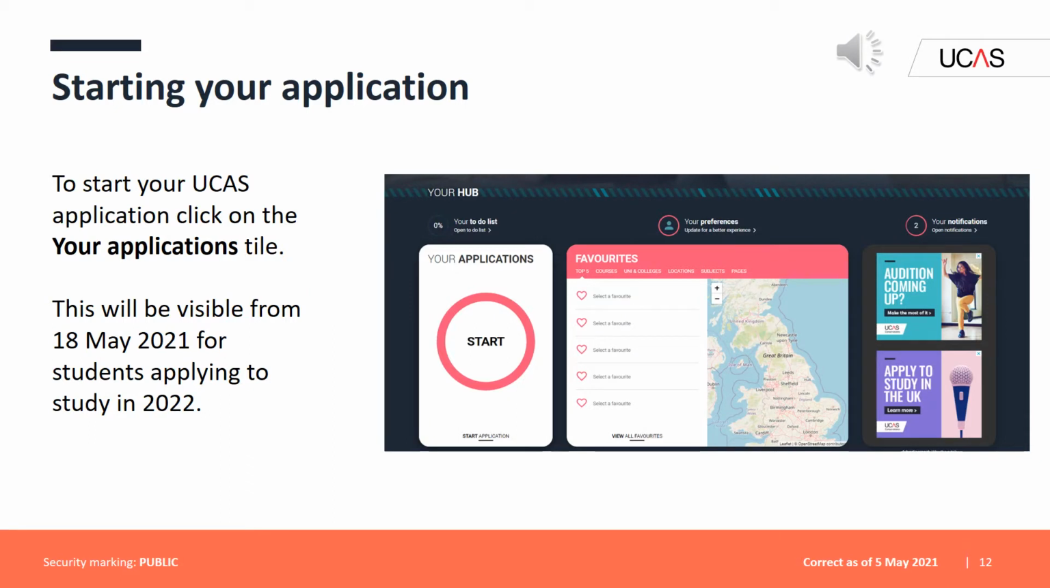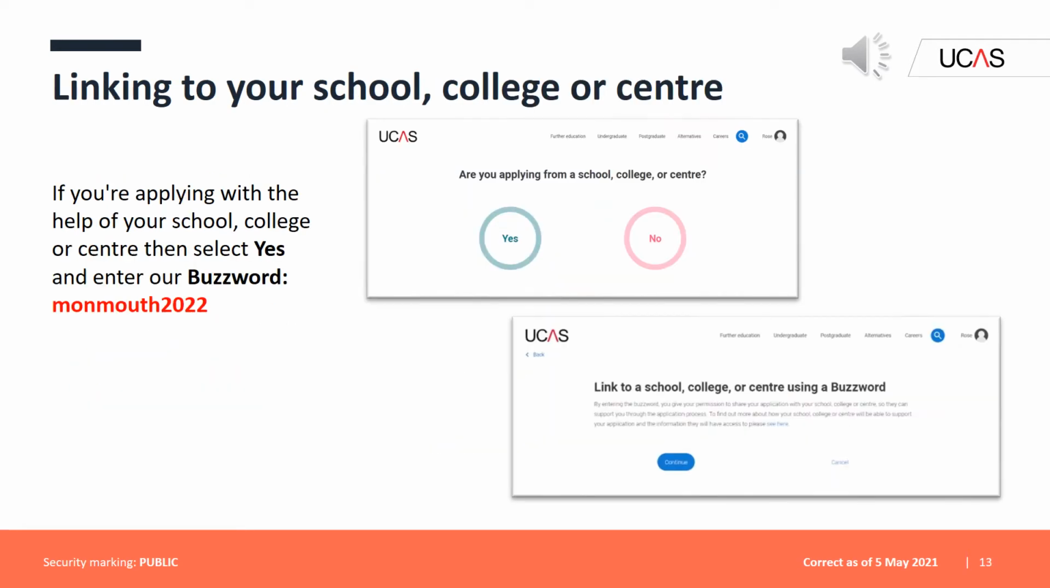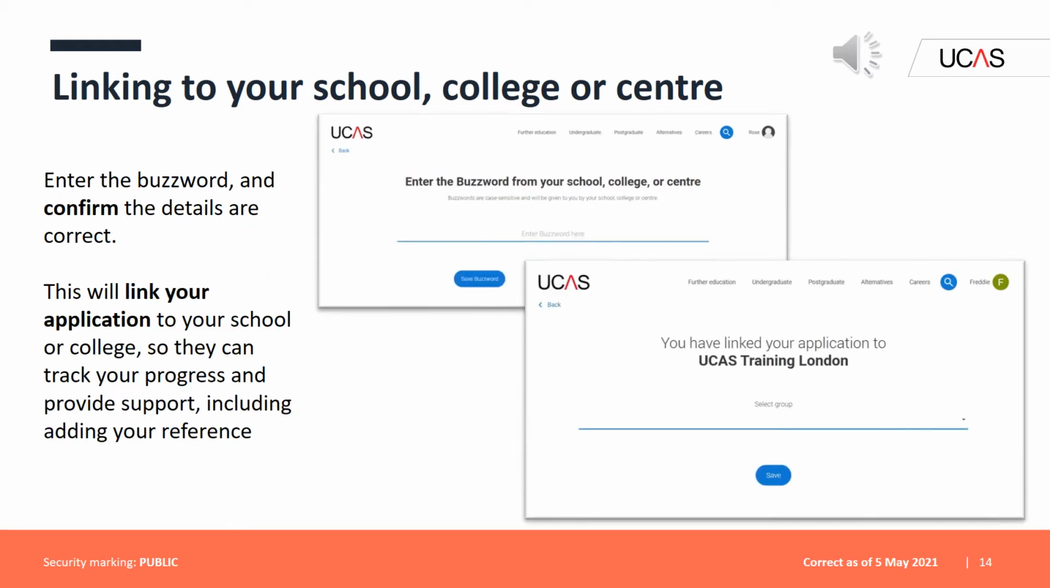To start your UCAS application, click on the Your Applications tile. You need to link your application to school, so select Yes and then enter our buzzword, which is Monmouth 2022, all lowercase. Enter the buzzword and confirm the details are correct. Your application will now be linked to school, which means that we can track your progress and provide support, including adding your reference.